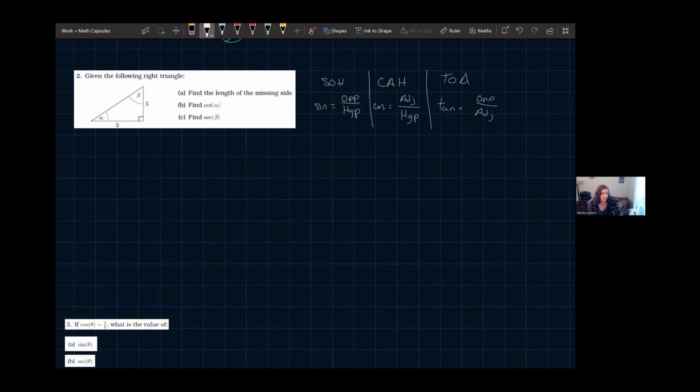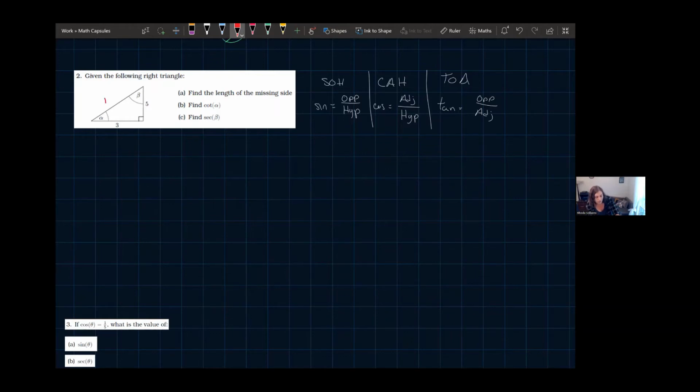But the first thing I need to do in this problem actually, well, I should read the question. So given the following right triangle, I see I have this triangle here. I have the lengths of 2 sides and I want the missing one. So part A, find the length of the missing side. Well, that's not anything to do with SOH CAH TOA. That's all about Pythagoras. So since I have a right angle triangle, I can use the Pythagorean theorem.